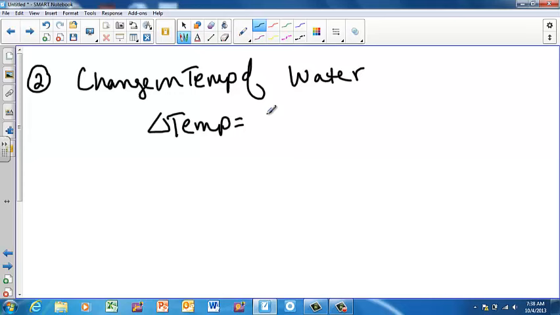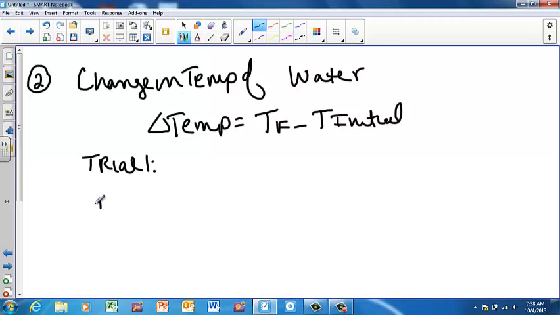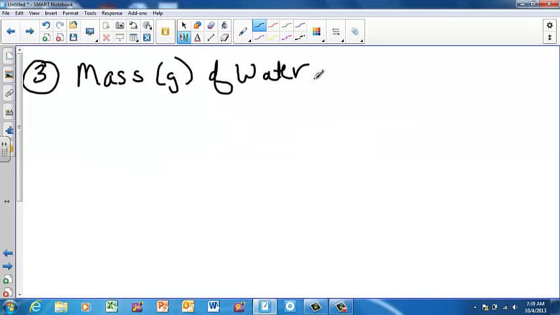Our second calculation, underneath there, is the change in the temperature of the water. Again, the delta temperature is temperature final minus temperature initial. So we're still on the whole final minus initial thing. And again, you're going to leave space for trial 1, trial 2, trial 3, however many trials that you did, and you're going to do all that math.